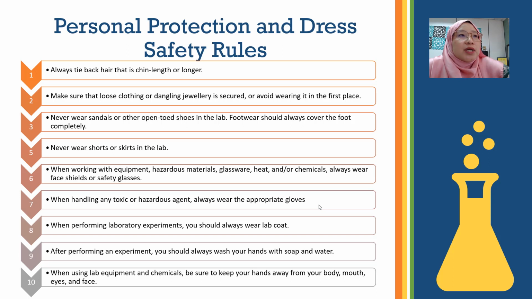When you are working with hazardous material, glassware or heat or chemicals, always wear face shields or safety glasses. And when you are handling any toxic or hazardous agent, always wear the appropriate gloves. For example, there are gloves for when you're handling a hot material, and there are different gloves for when you're handling chemicals.